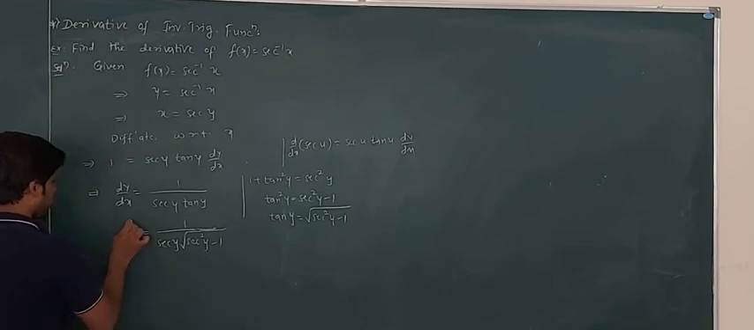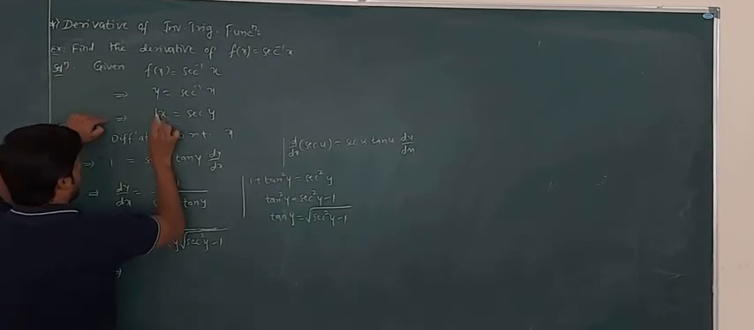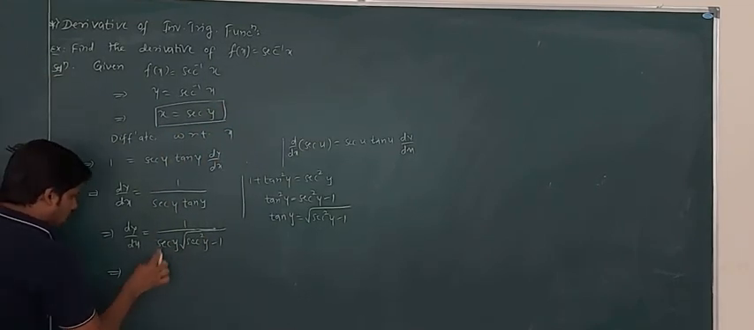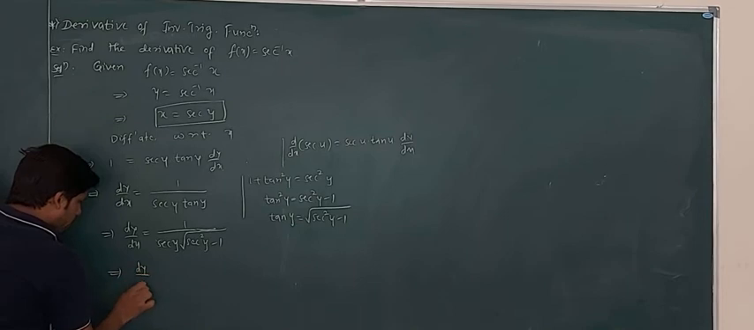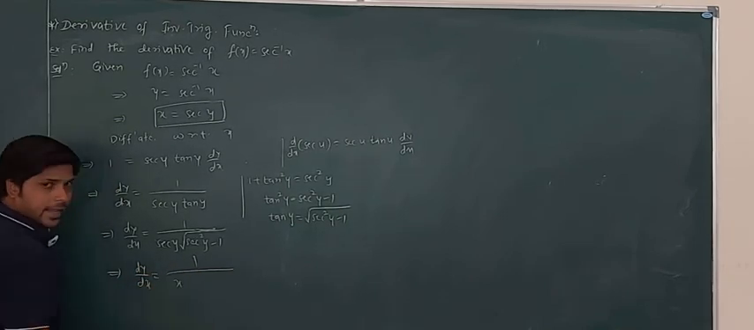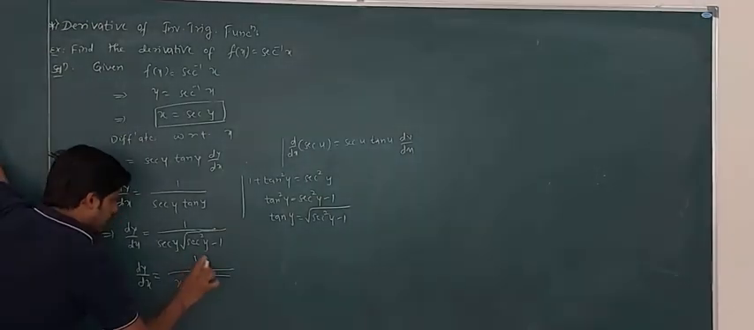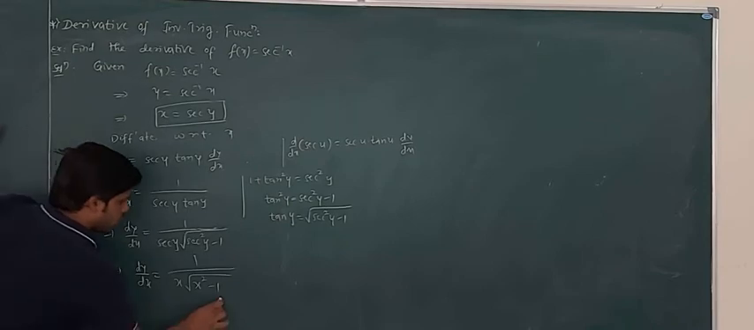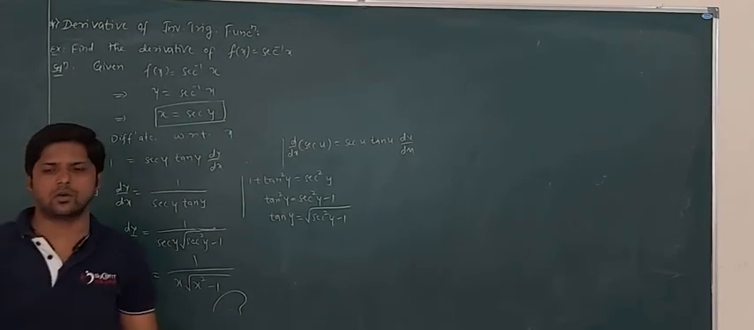And also given that here we have x equal to secant y. Now replace sec y, or secant y, with x. We get 1 upon x into the square root of x square minus 1, which is our required solution. Note it down.